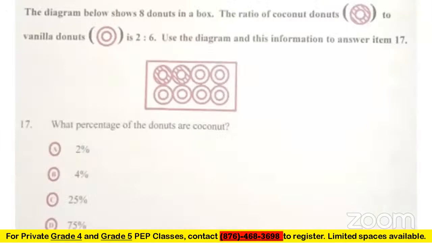The diagram below shows 8 donuts in a box. The ratio of coconut donuts to vanilla donuts is 2 to 6. Use the diagram and this information to answer item 17. Item 17 asks, what percentage of the donuts are coconut? Based on the diagram, we have coconut 2 to 6 vanilla, and the whole that we have here is 8. 2 out of 8 is a quarter, and a quarter as a percentage is 25%. So the correct answer is C, 25%.